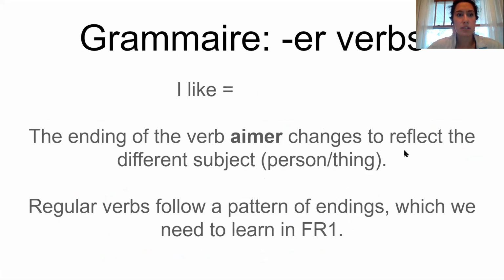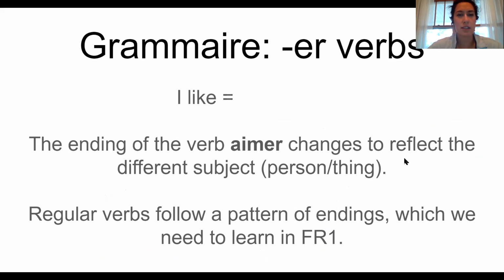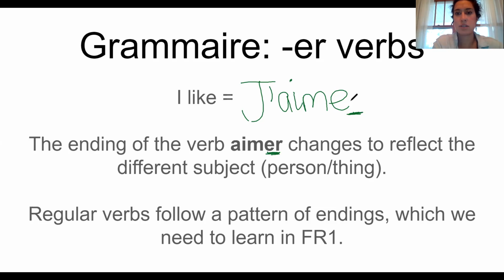Okay, so we've already said that the verb aimer is the verb to like. So how do you say I like? I like chocolate, I like school, I like French. So we'd say j'aime. J'aime means I like. So look at the verb here, aimer, but where's the R gone? It's changed, right? This verb has changed. Aimer has changed slightly.